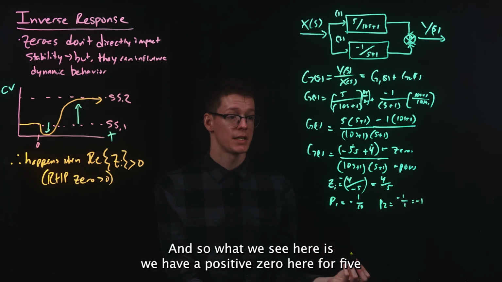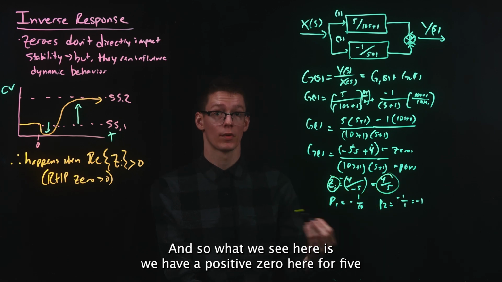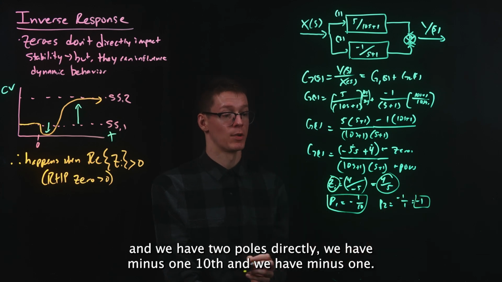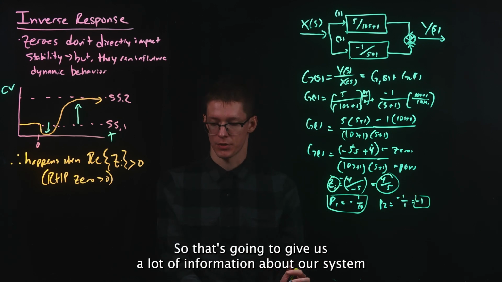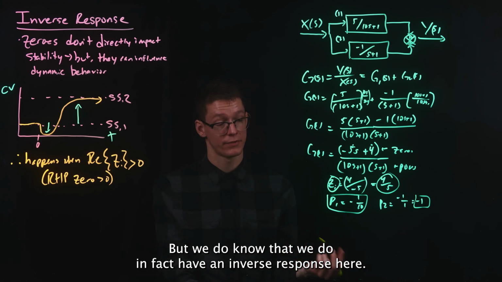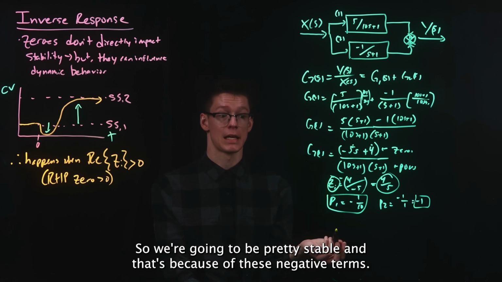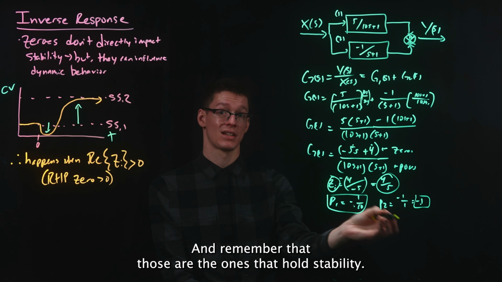And so what we see here is we have a positive zero, 4 over 5, and we have two poles directly. We have -1/10 and we have -1. So that's going to give us a lot of information about our system and how to recapitulate it, but we do know that we do in fact have an inverse response here. So we're going to be pretty stable, and that's because of these negative terms, and remember that. Those are the ones that tell us stability.